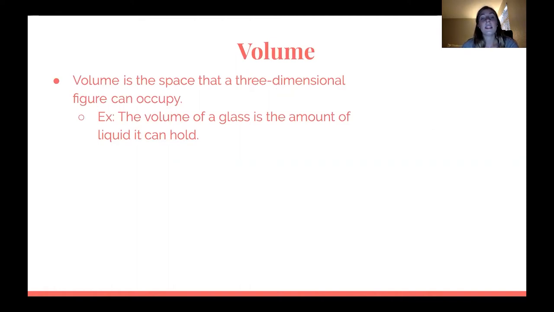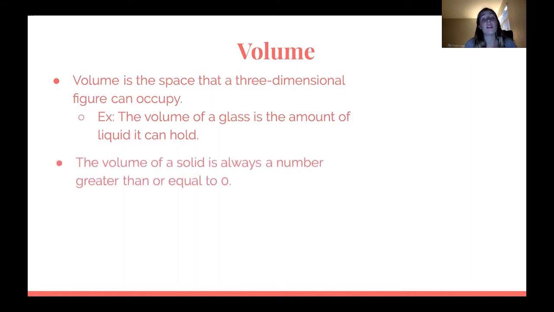Well, volume is the space that a three-dimensional figure can occupy, the space that it takes up. For example, the volume of a glass is the amount of liquid it can hold. So if you think of a glass, maybe you have one sitting next to you or your computer, a glass of water, the volume of the glass is how much liquid you can put inside of it.